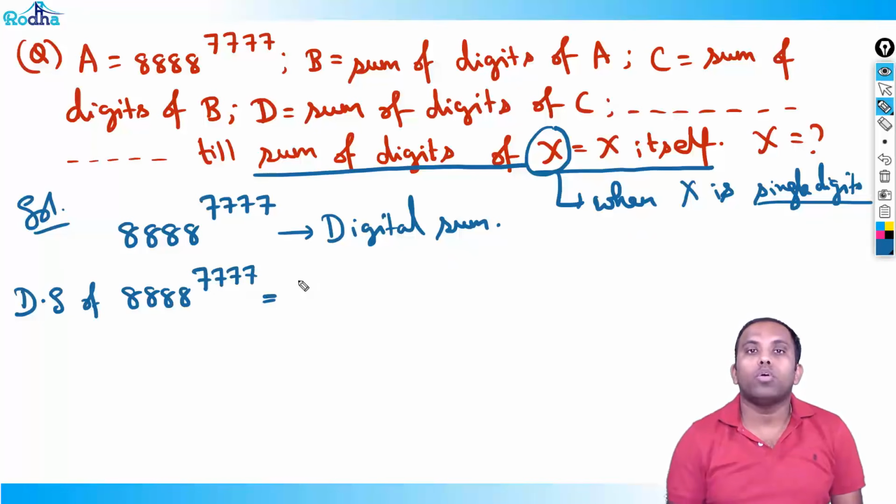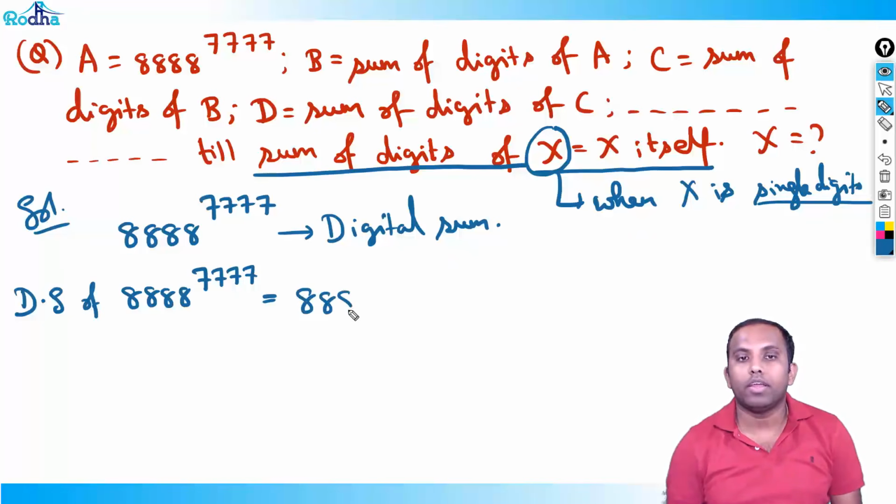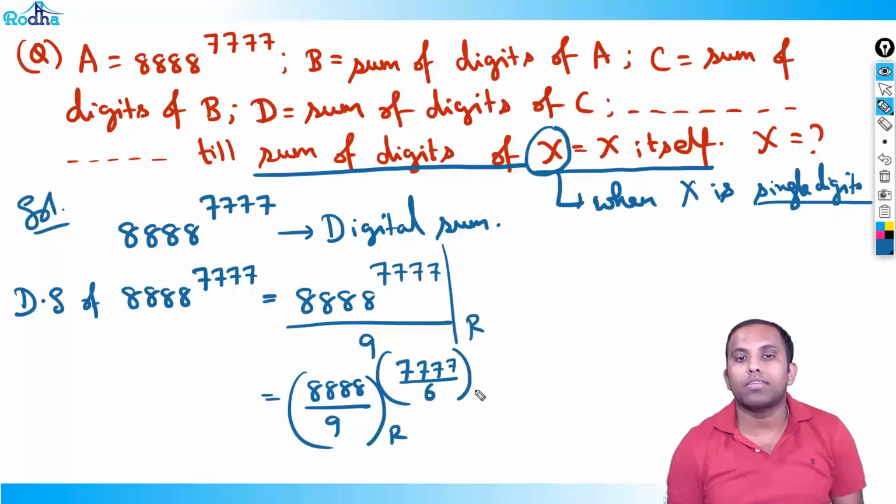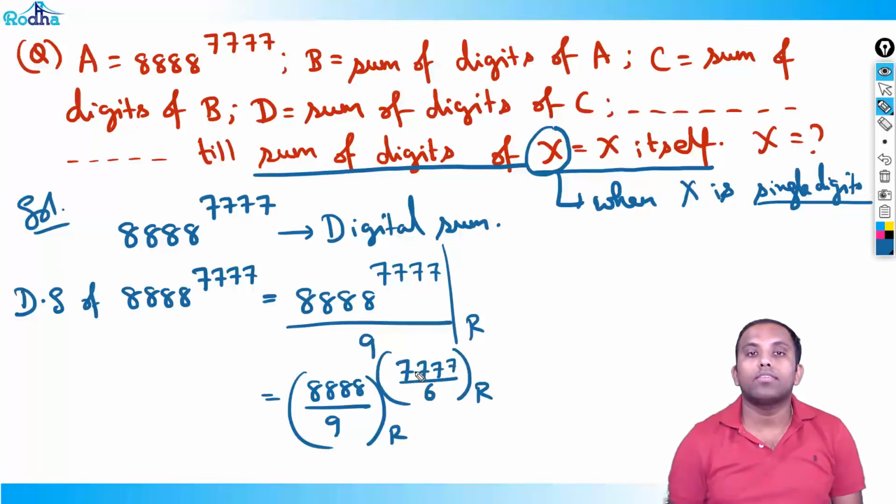The digital sum of any number is what? The remainder when the number is divided by 9. So 8888 raised to 7777 divided by 9, remainder. We can apply Euler here. So it's 8888 divided by 9 remainder, and 7777 divided by 6 remainder, because 6 is the Euler of 9.